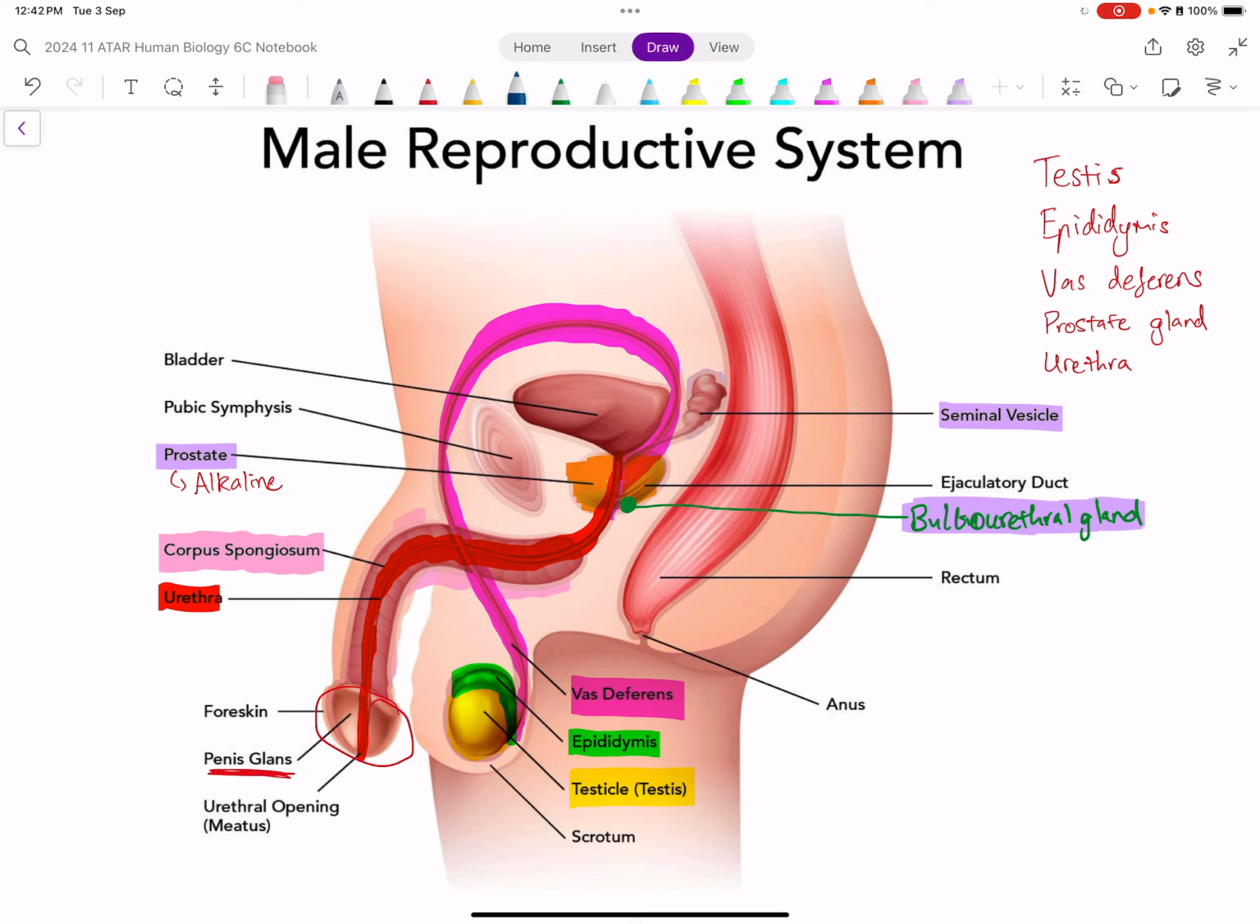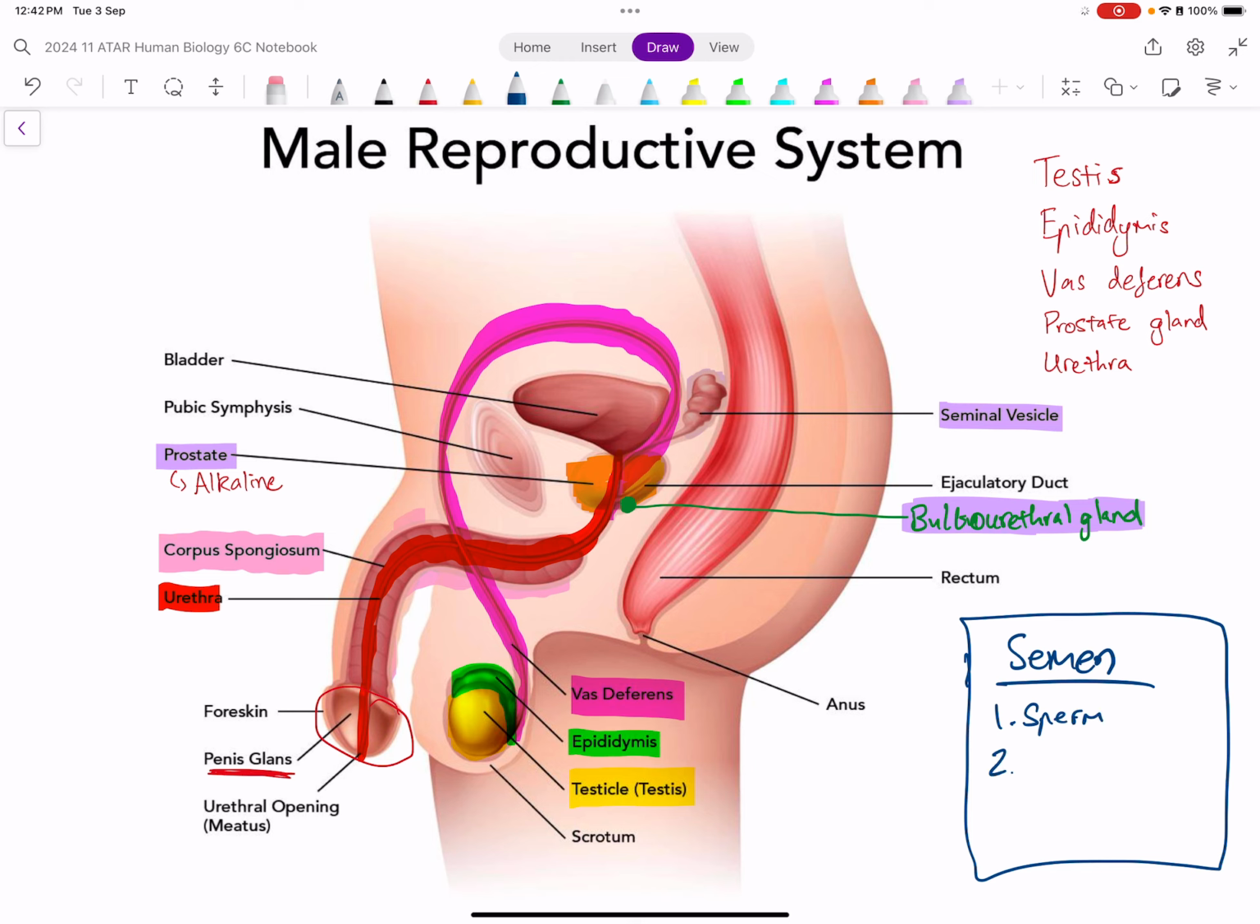So down the bottom right-hand corner, if we have semen as a fluid, there are 4 key components. Number 1 is sperm. Number 2 is going to be this sugary fluid that we get from the seminal vesicle. Number 3 is going to be that alkaline component released by the prostate. And number 4 somewhat precedes the emission of semen itself, but is that lubricant to ensure the easy travel of sperm.